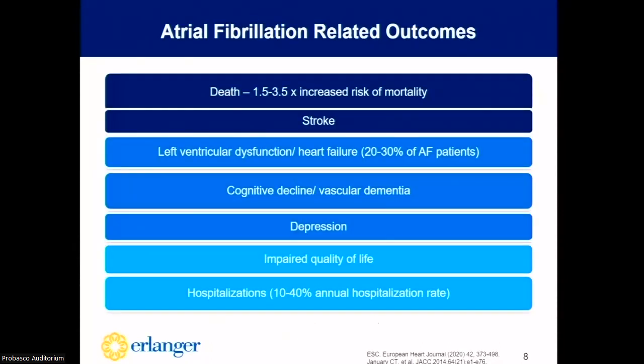The outcomes that we're concerned about: there's increased mortality associated with atrial fibrillation. There's also increased risk of stroke. Atrial fibrillation is highly associated with left ventricular dysfunction or heart failure, and 20 to 30% of AFib patients will also develop heart failure. You can also see cognitive decline and vascular dementia with AFib, and it can promote development of depression, impaired quality of life, and hospitalization. They have a pretty high hospitalization rate, 10 to 40%.